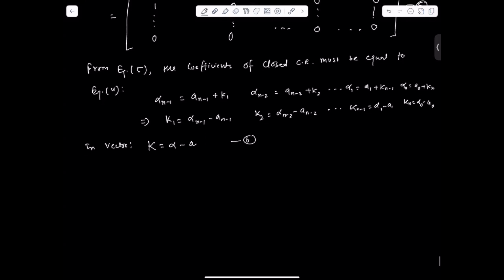So here alpha equal to alpha n minus 1, alpha n minus 2, dot dot dot, alpha 1, alpha naught, and we can write a equal to a n minus 1, a n minus 2, dot dot dot, a1, a naught.